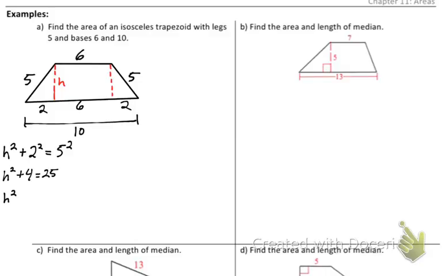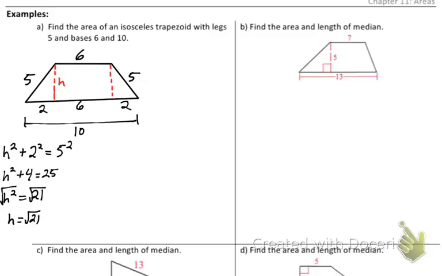We're going to have h squared equals 25 minus 4, which is 21. I'm going to take the square root of both sides, and h equals square root of 21. Tell me if I'm going too fast, or I'm writing too fast. All right, so that gives me my h.